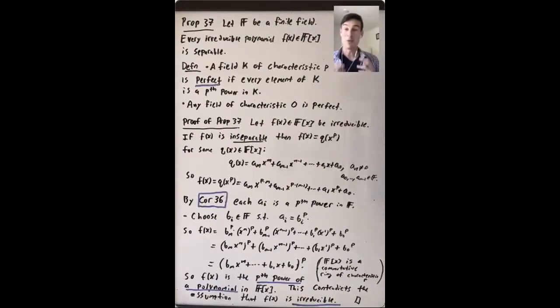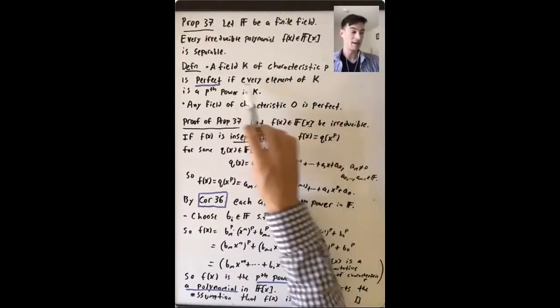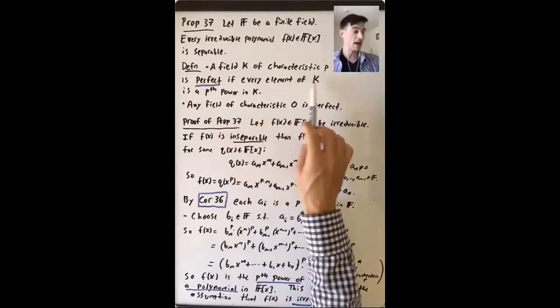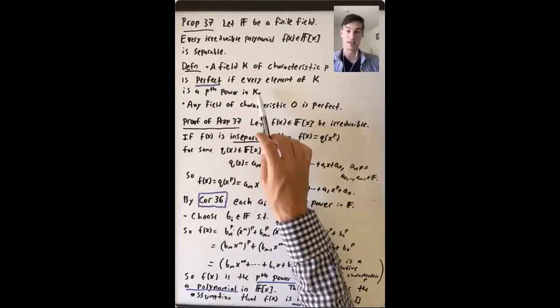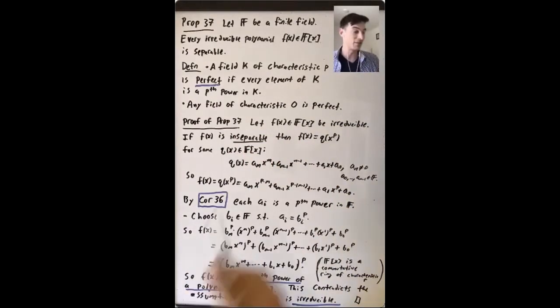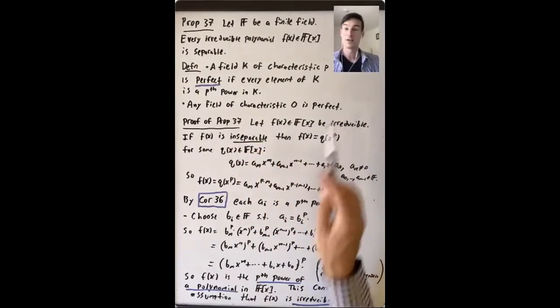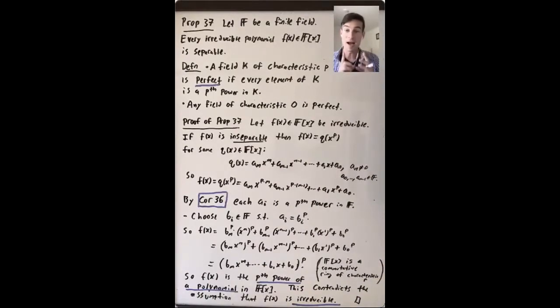Corollary 36 motivates us to give the following definition. A field K of characteristic p is perfect if every element of K is a pth power in K. Just so that we can talk about perfect fields collectively, we're going to say by definition that any field of characteristic 0 is perfect. So what does it mean for a field to be perfect? It means that you're either characteristic 0 or characteristic p, and you have this special property that every element is a pth power in K.